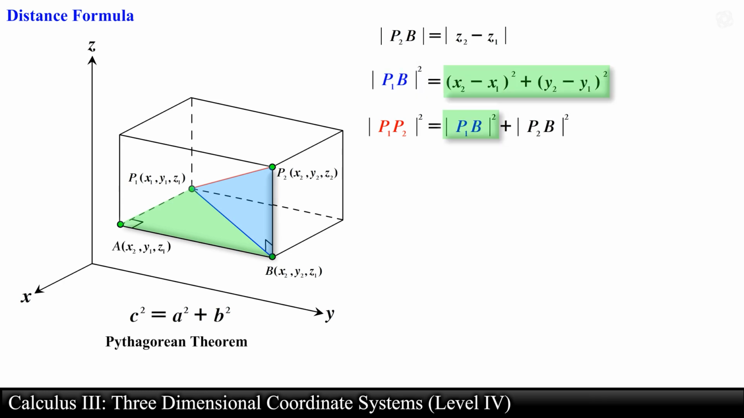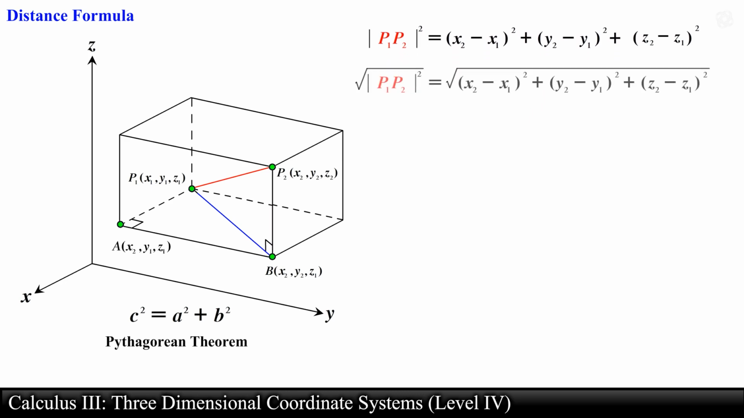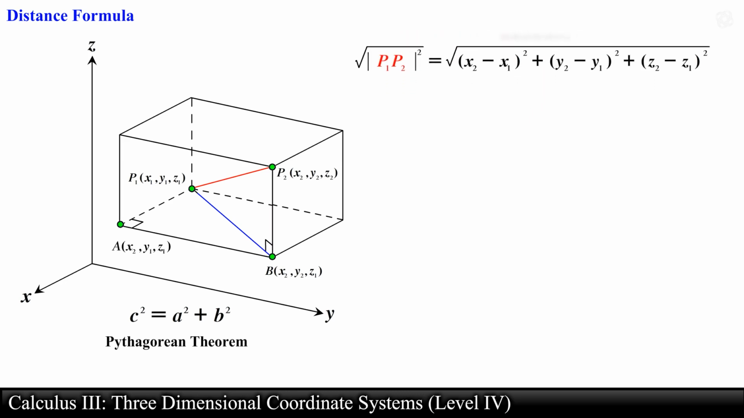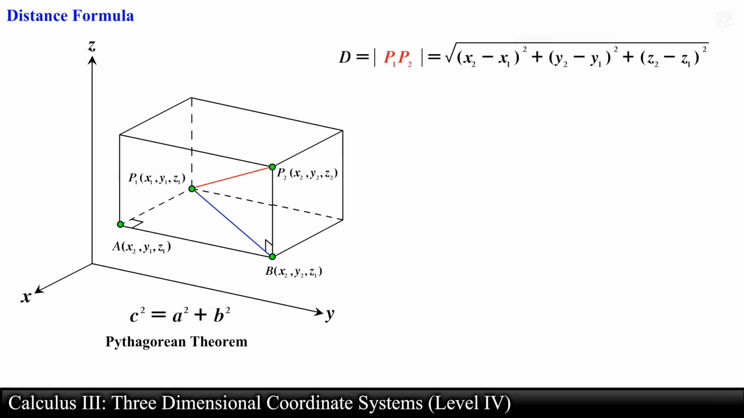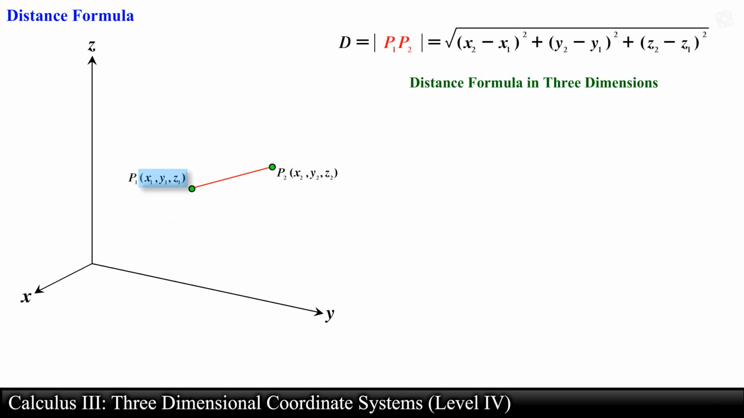This was equal to the following expression. And the length between point 2 and point B is equal to the absolute difference of their z coordinates. Combining them together and simplifying, we obtain the following expression. And finally, it's just a matter of taking the square root of both sides. Doing that, we obtain the distance formula in 3 dimensions between the points P1 with coordinates x1, y1, and z1, and point 2 with coordinates x2, y2, and z2.